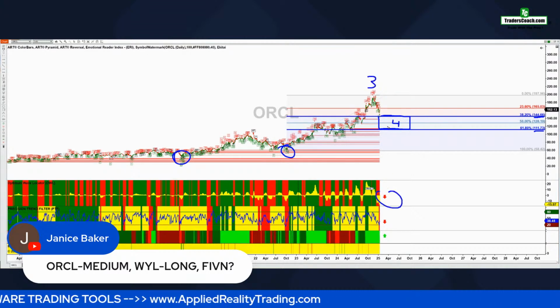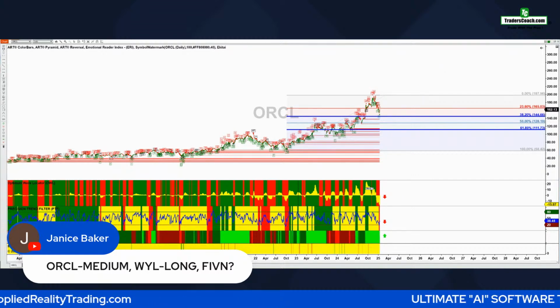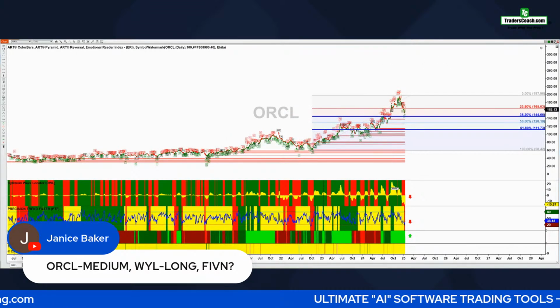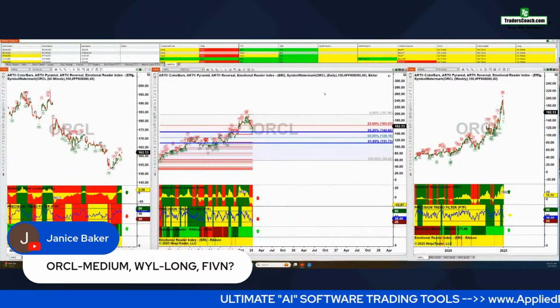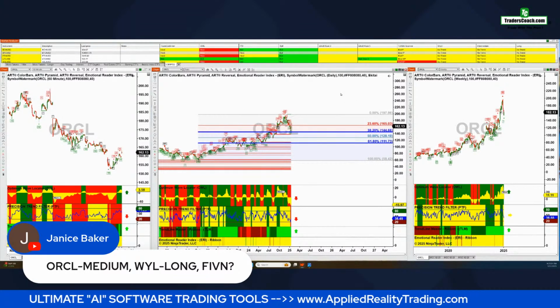We have a red PTF. So after this, then it should go higher. So I'll let you decide on whether you want to keep it, get out, and then re-enter later. I'll leave that up to you. Okay, I'm not going to put it on the list because it's still coming back down.